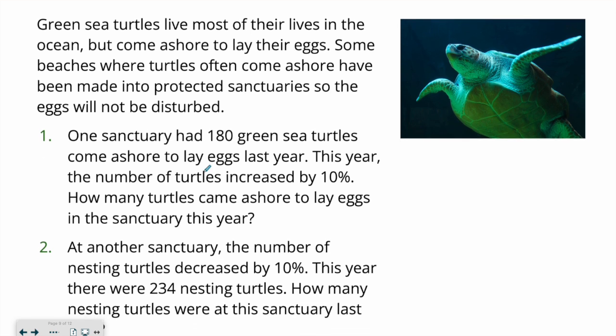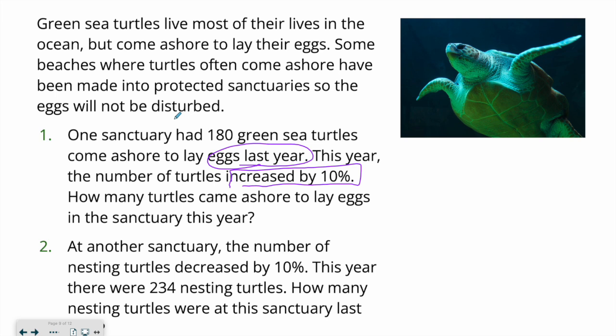And then one without having the number lines. It says green sea turtles live most of their life in the ocean but come ashore to lay their eggs. Some beaches where turtles often come ashore have been made into protected sanctuaries so the eggs will not be disturbed. One sanctuary had 180 green sea turtles come ashore to lay eggs last year. This year the number of turtles increased by 10%. How many turtles came ashore to lay eggs?